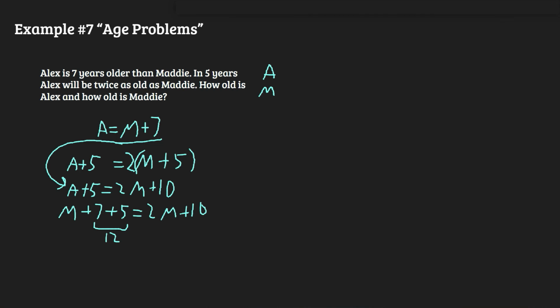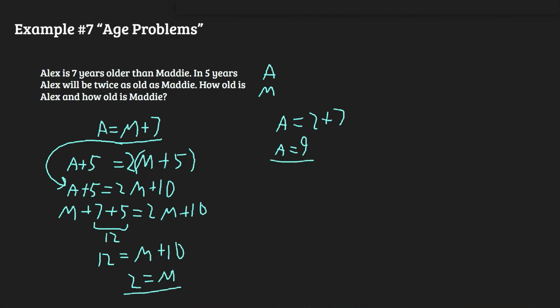And the first thing I'm going to do here is subtract M from both sides. So I'm going to get 12 is equal to M plus 10. Then I'll subtract 10 from both sides, and I'll get 2 is equal to Maddie's age. So let's plug Maddie's age back into that first equation. Alex's age is equal to M plus 7, so Alex's age is equal to 2 plus 7. So Alex's age is equal to 9. So that's Alex's age, that's Maddie's age.